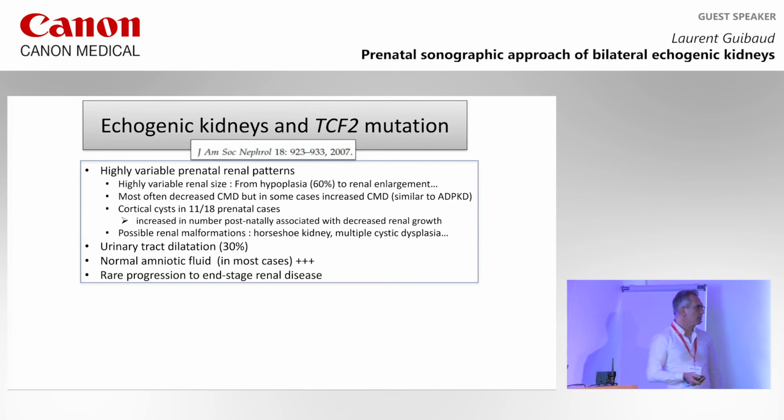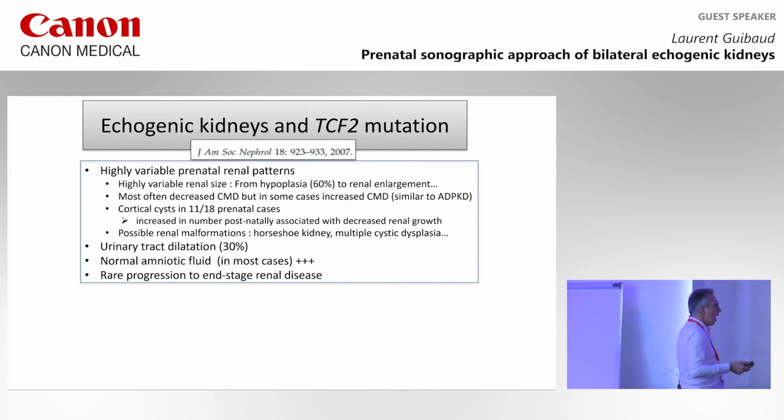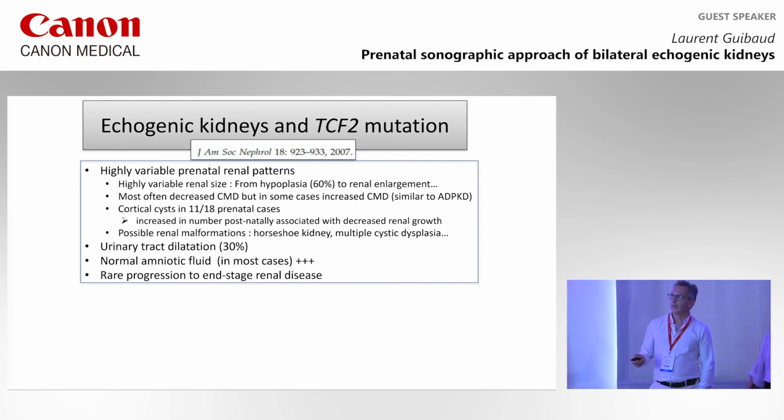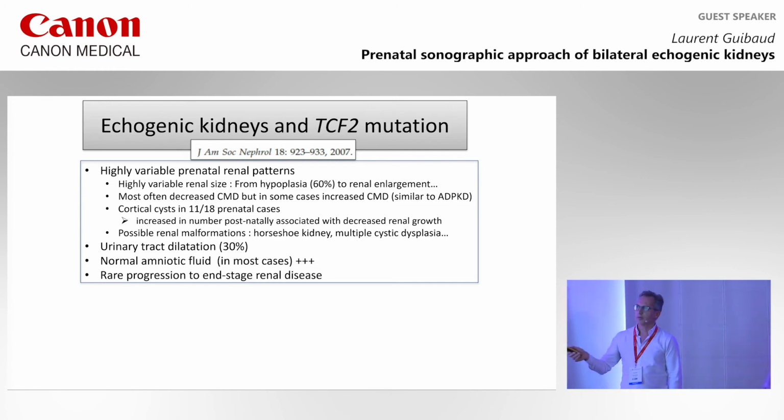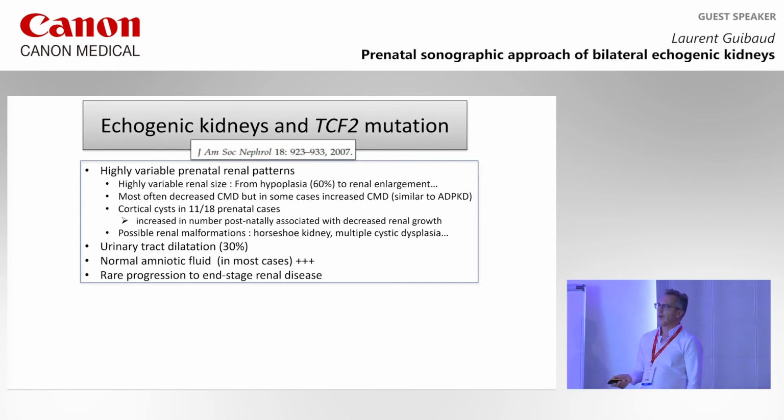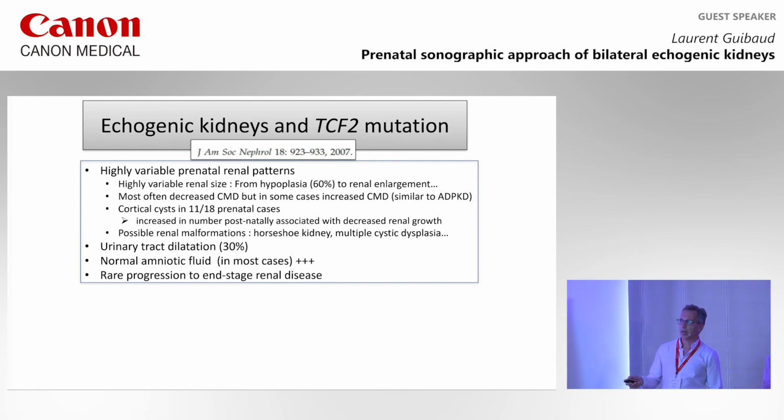What is the presentation of TCF2 mutation or HNF1? It's a very variable renal pattern, ranging from small to large. You have all kinds of echogenicity and size. Most of the time, there is CMD which is decreased, but it can be, in some cases, also increased, similar to ADPKD.